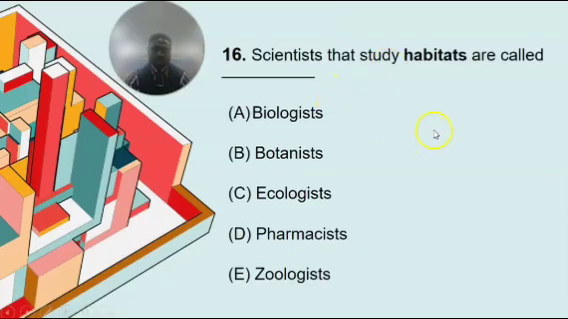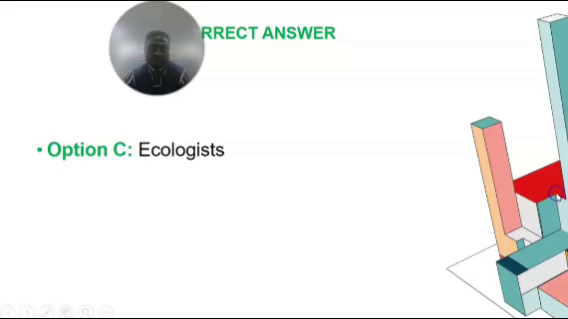Now let's move to question 16. Scientists that study habitats are called dash. They study habitats. Habitat is highlighted there. The habitat, of course, refers to the natural dwelling place of an organism. So scientists who study habitats, what are they called? Are they called biologists, botanists, ecologists, pharmacists, or zoologists? What's the answer? They are called ecologists. Option C. Is that what you noted down in your biology notes? So option C is the correct answer if you did that.